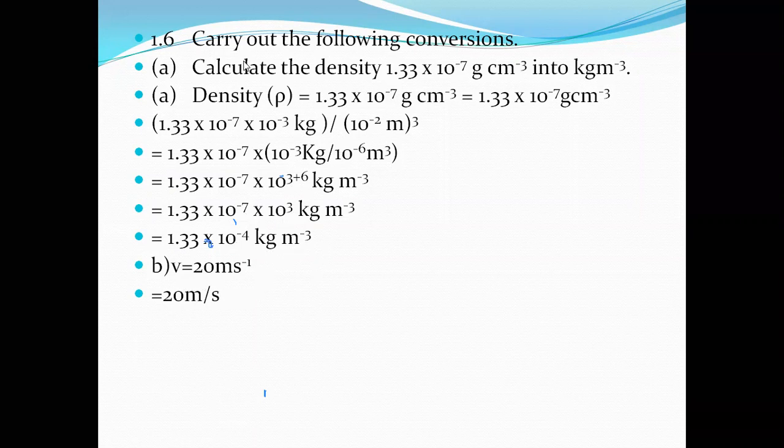Now we have to calculate the second part, which is the B part, where velocity is equal to 20 meter per second, and we have to convert it into kilometer per hour.